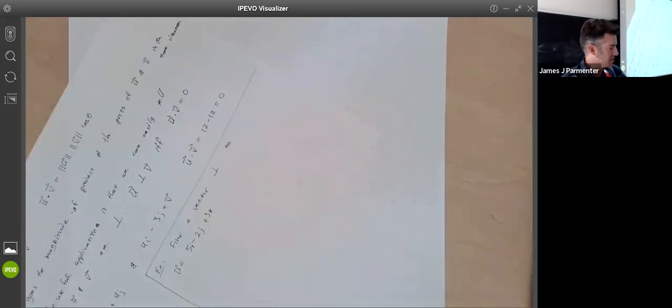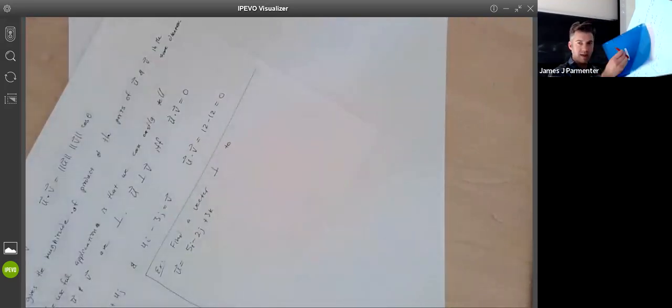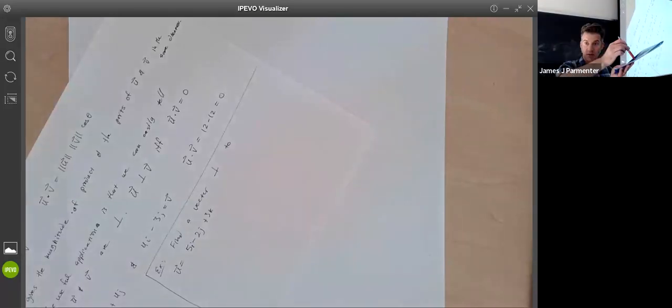In 3 dimensions, if you're given one vector, hopefully you guys can see this on the Zoom. If you're given one vector, let's use this pen instead. Any vector in this plane is perpendicular to it. And there's an infinite number of vectors in this plane. So in 3 dimensions, if you're trying to find a vector that's perpendicular to another vector, you've got a lot of choices. An infinite number.